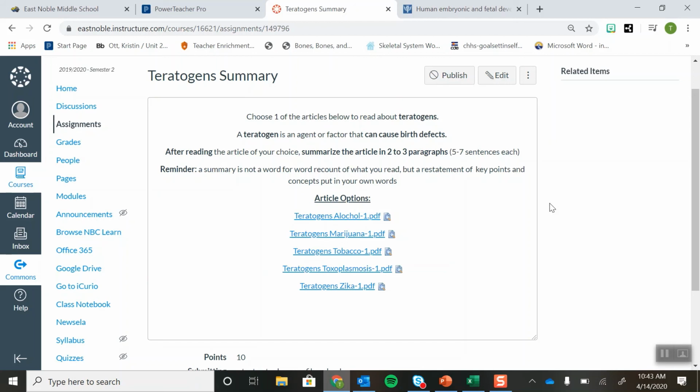They are common teratogens. Again, a teratogen is just something that can have a negative impact on a baby's development. Whether that's drugs, alcohol, being exposed to a disease or illness, anything like that, that would be a teratogen. I want you to read more about one of those, and you have your choice on that.